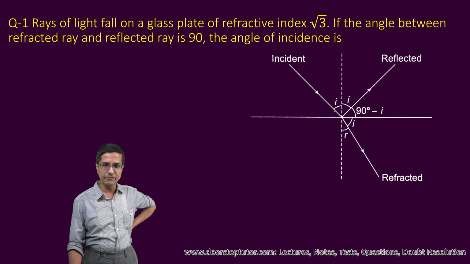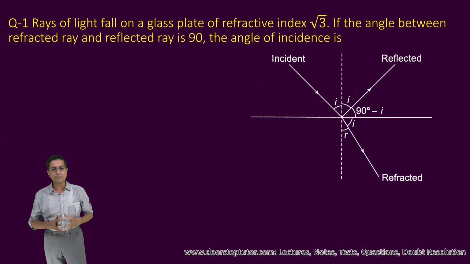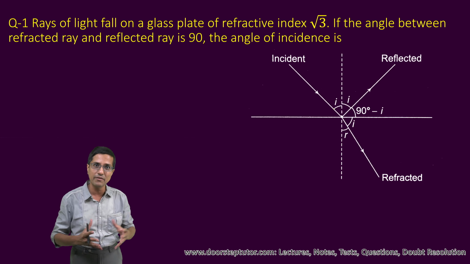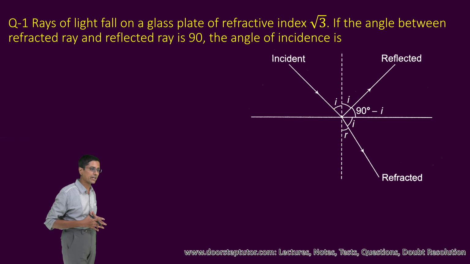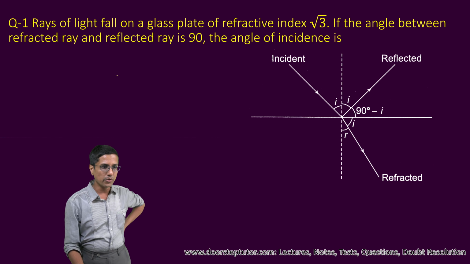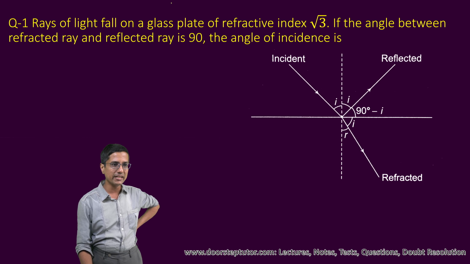So here the first question that we have taken, you have been asked about Snell's law. As we had said in the class yesterday before the exam, we told you that Snell's law was important, and indeed there were questions on Snell's law as always. Here the only tricky thing is that we have been told the angle between the refracted and reflected ray. So there are two rays.